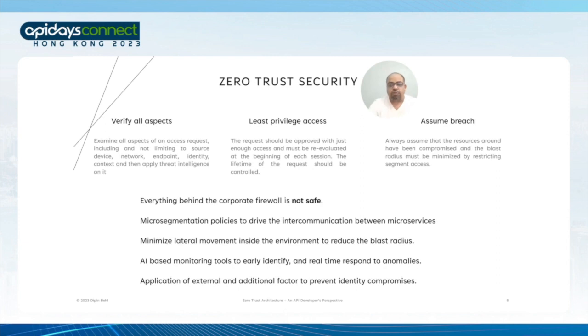We must also monitor the activities closely and apply some tools on top of it or as a sidecar pattern so that we can quickly identify and maybe even respond to the anomalies. Also, the protection of identities is important, and we can do that by providing additional verification measures such as MFA.